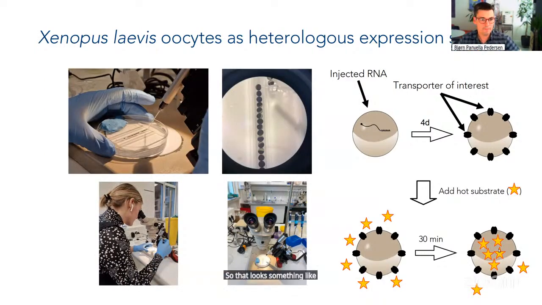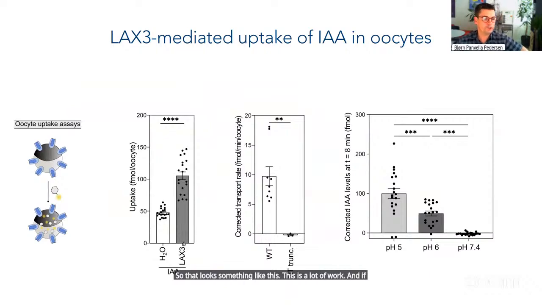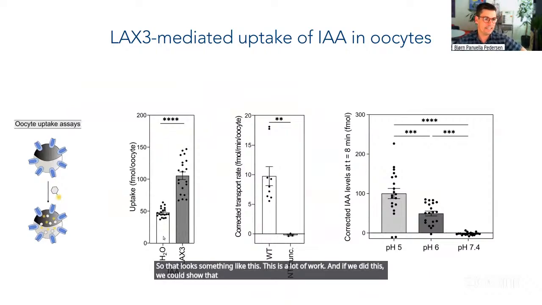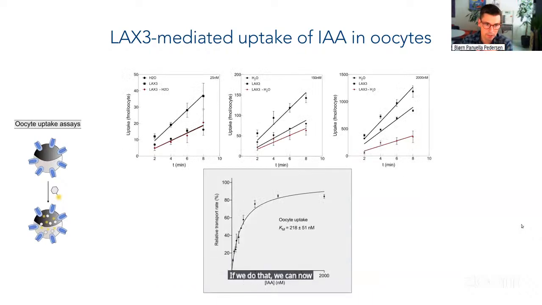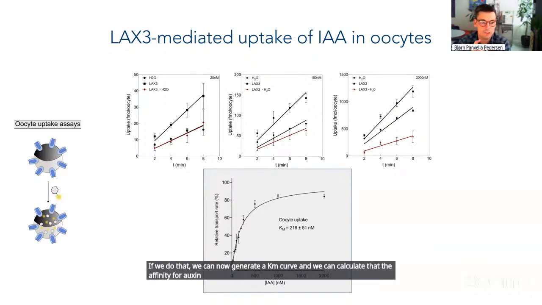This is a lot of work. And if we did this, we could show that LAX3 in this case actually transports auxin IAA. This is not a surprise. And we could show that it's pH dependent. So we can start to characterize the LAX3 protein. If we do that, we can now generate a Km curve, and we can calculate that the affinity for auxin is extremely high. It's in the 200 nanomolar range. So it's in the nanomolar range, which is extremely high for transporters.